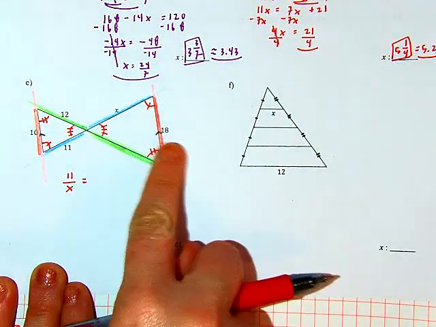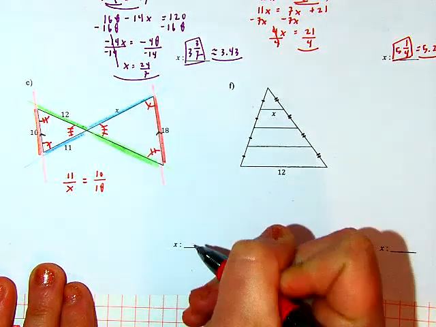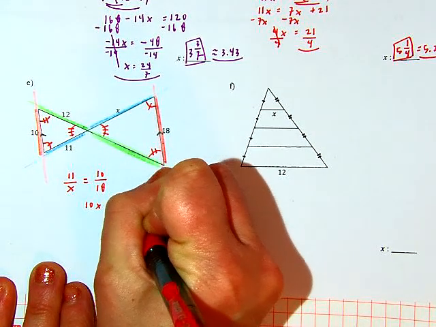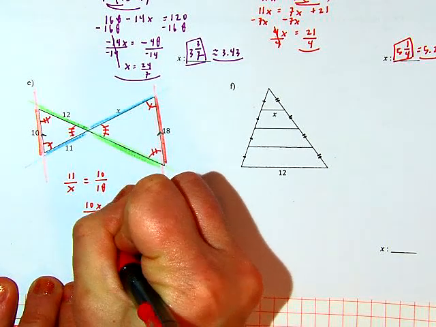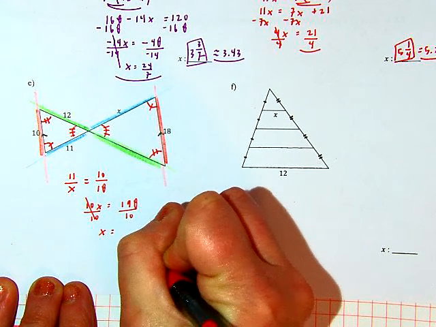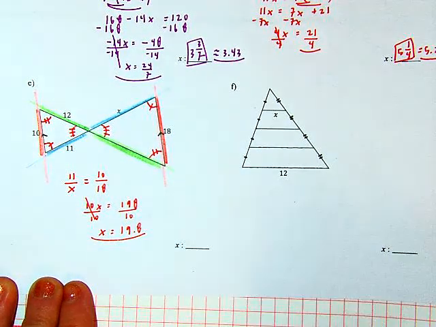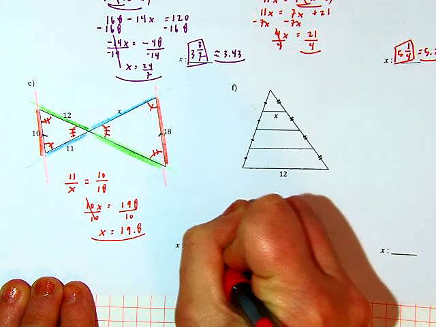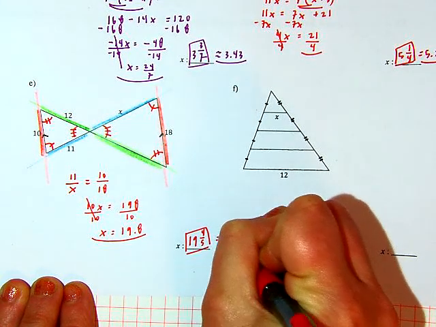All right, so building my proportion, I could say that 11 is to x, just as 10 is to 18. Cross multiply, and 10x equals 198. Okay, divide each side by 10. I can just see it as a decimal right now that it would be 19.8. Okay, but as a fraction, that means 19 4/5, or it's equal to 19.8.